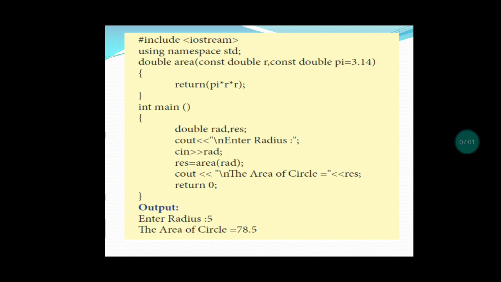So the area of the circle equals the formula, we are calling the function area. For r the value has been assigned as 5, and for pi it is already given as 3.14. So 3.14 into 5 into 5. The answer for this program will be: the area of circle equal to 78.5. With this example, we can clearly understand how to declare a variable with the const keyword.